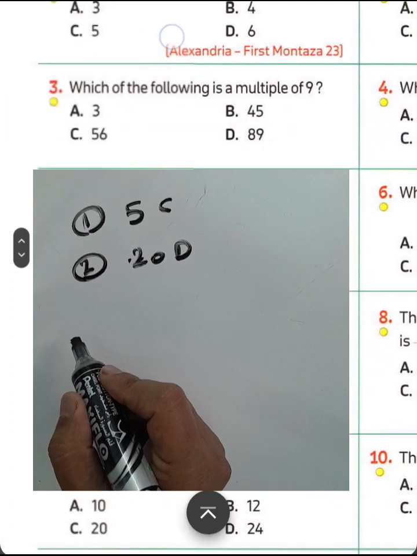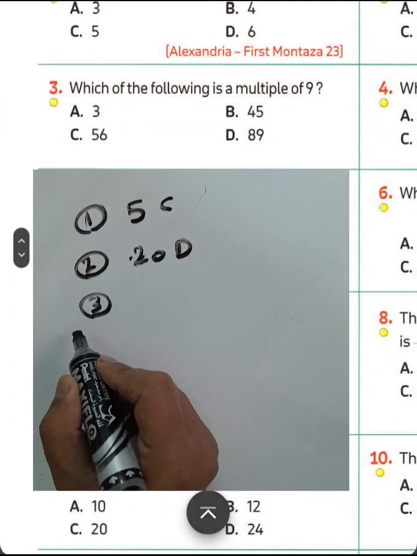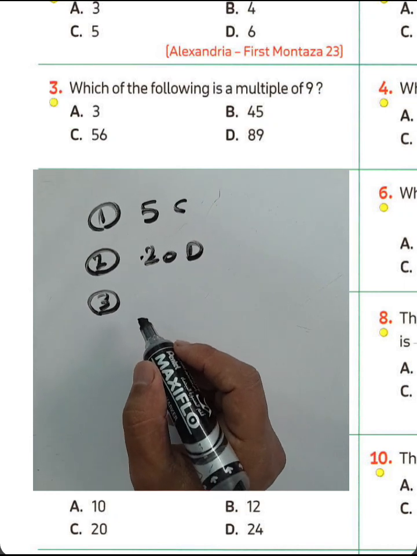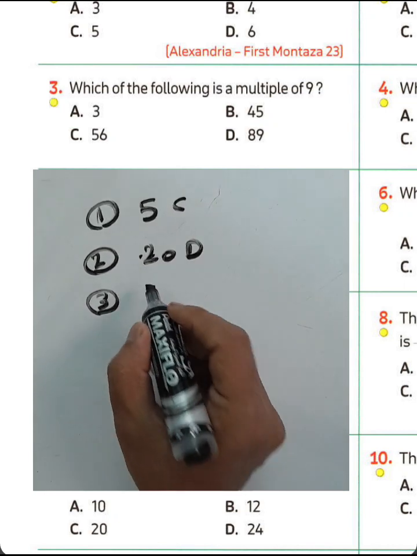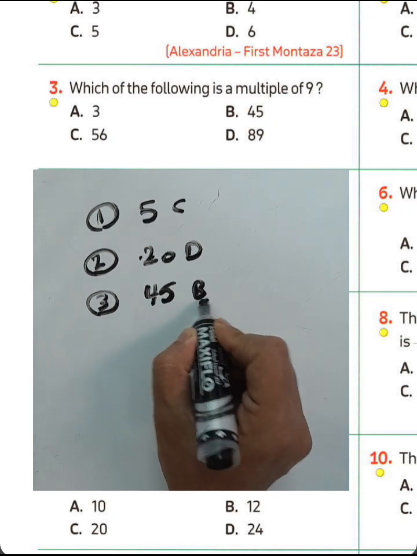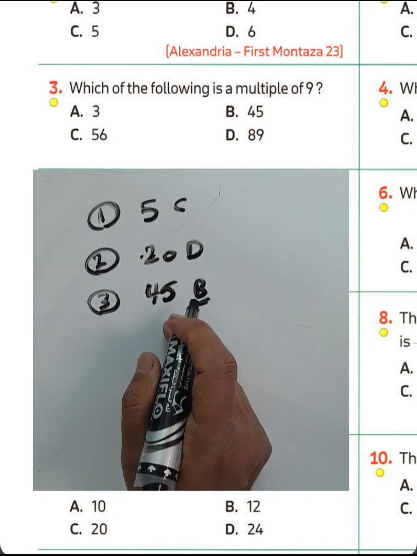Question number 3. Which of the following is a multiple of 9? Can you tell me which number can be divided by 9? It will be 45, because 45 can be divided by 9. Choose letter B. 45 divided by 9 equals 5.